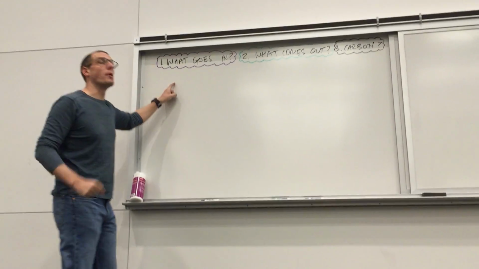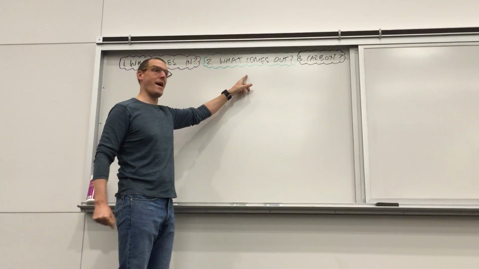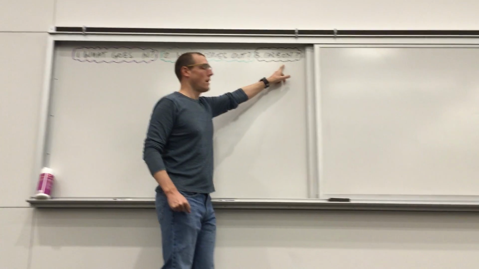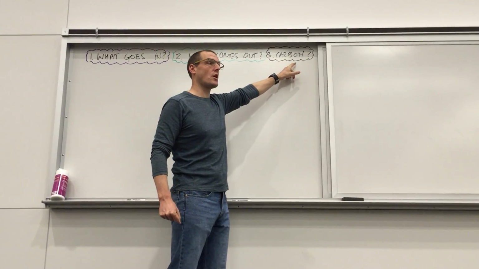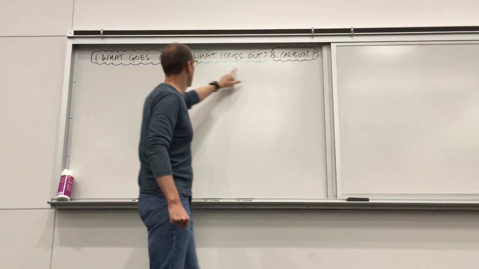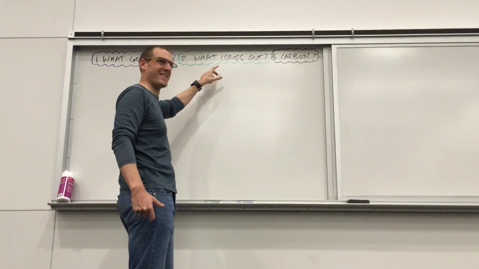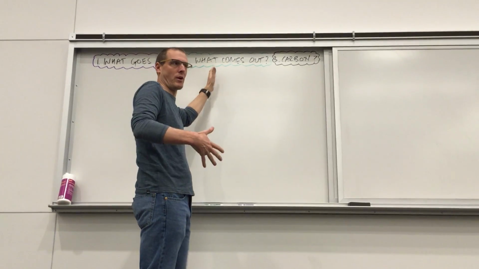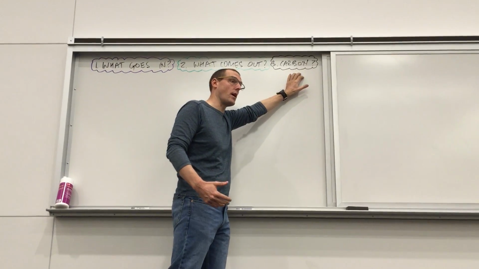What goes in, I'll write in purple. What comes out, I'll write in green. And then tracking the carbon, which I'll do in black. Now, carbon is going to be something that comes out, so it gets a bit confusing because do I do it in green or do it in black? I'm doing it in black, track the carbon, okay?